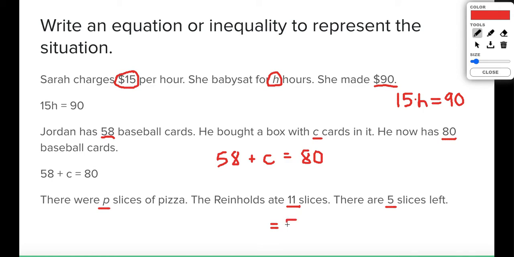My ending total was 5 slices of pizza. We don't know how many slices the Reinholds started with, so our unknown is going to start off the equation with P. If they ate 11 slices, that means they got rid of 11, so we're going to subtract that 11 out. P minus 11 equals 5. We could use our knowledge about solving equations to figure out what these different variables would equal, but we don't need that right now. This skill is really emphasizing can you set up the equation, not can you solve it.